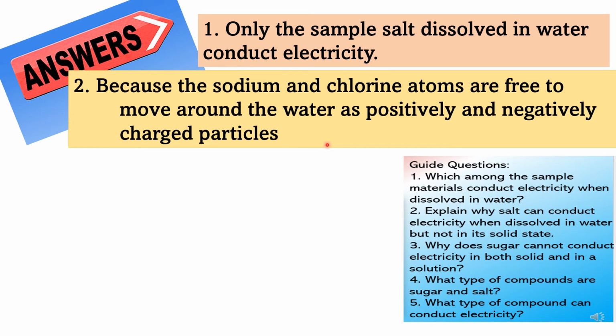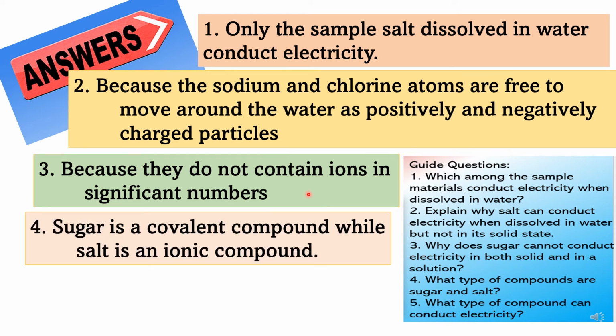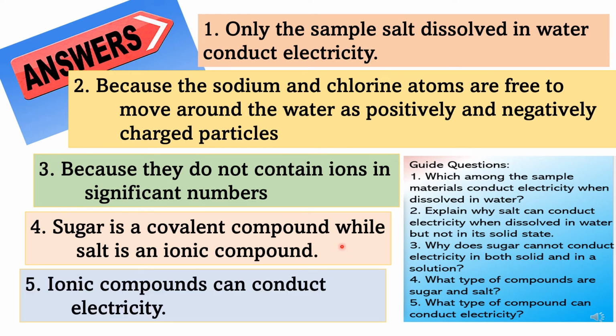Number 3. Why can sugar not conduct electricity in both solid and in a solution? Because they do not contain ions in significant numbers. Number 4. What type of compounds are sugar and salt? Sugar is an example of covalent compound, while salt is ionic compound. Lastly, what type of compound can conduct electricity? Only ionic compounds can conduct electricity.